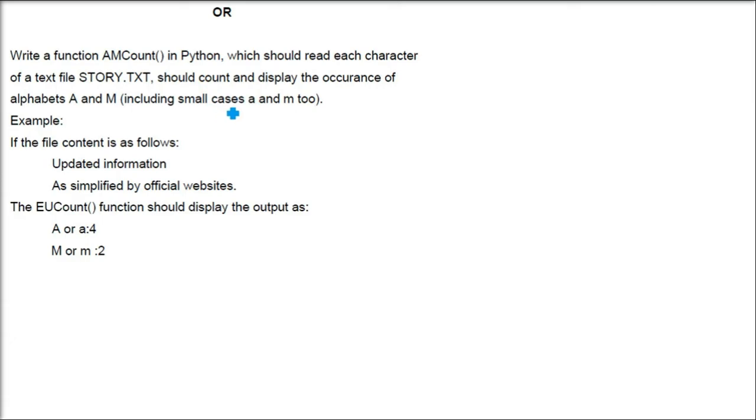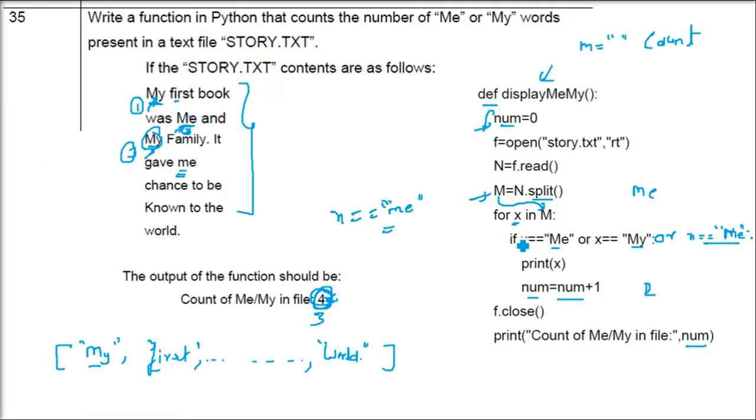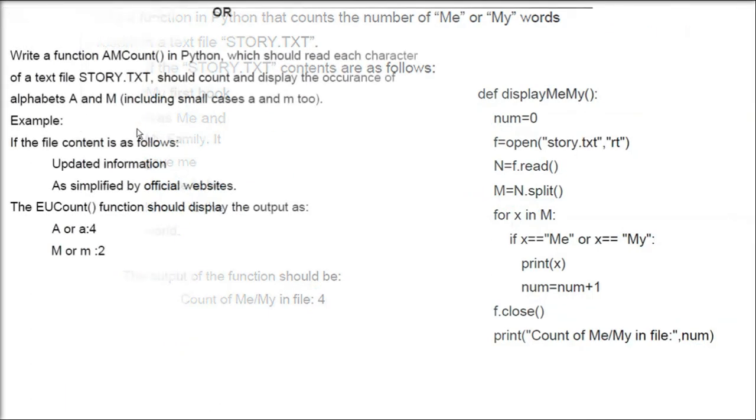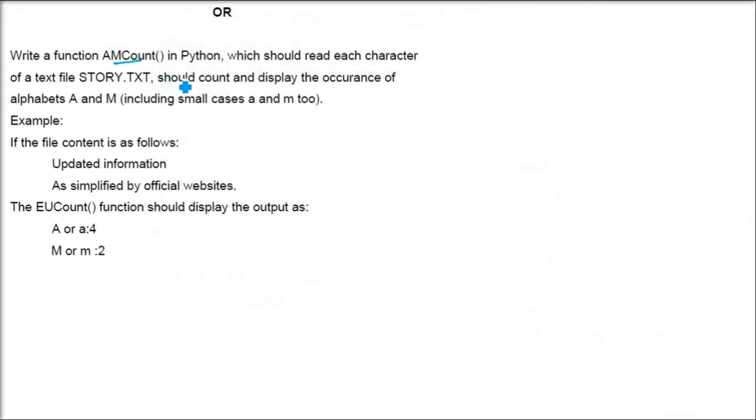Now it is reading each and every character from some file, say a text file. Am count is a function and we are reading each and every character from here. Not words, it's characters. Earlier we were reading words and that's why we used split. Now here we have no problem like that. We can read each and every character, be it a space or whatever character, from the story.txt.